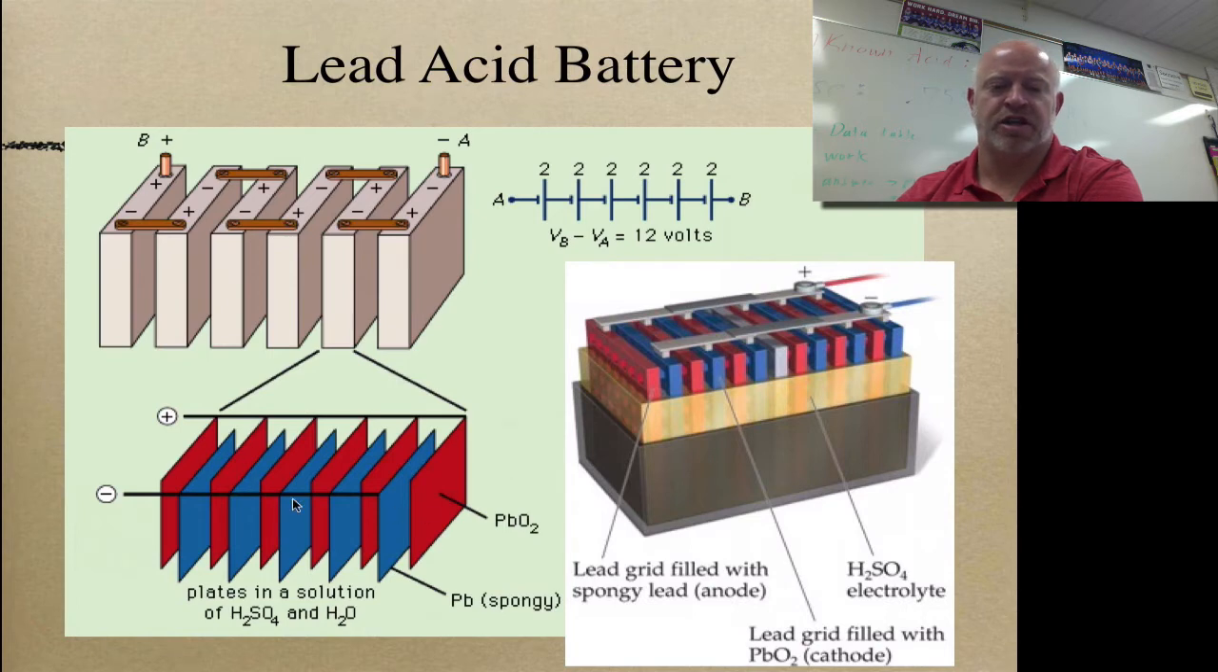Inside those cells, you actually have your cathode and your anodes. And believe it or not, inside a single cell, there's actually multiple layers of cathode and anode put together to generate the right amount of amps, or the right amount of current flow that we need.